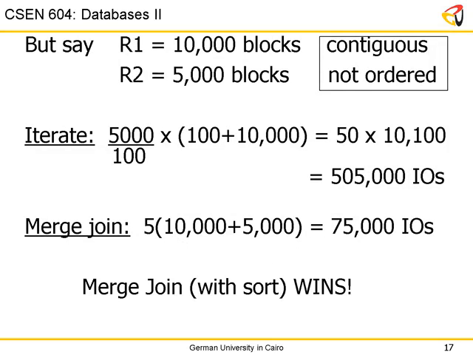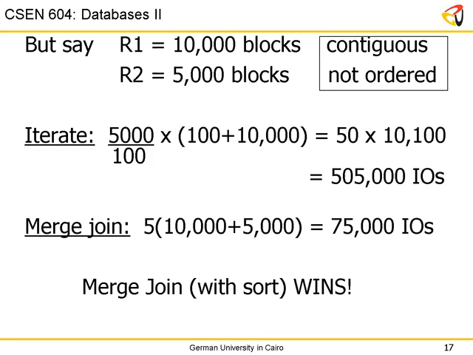But this is just a computation for our specific example. If I play with the numbers, here is a proof of that: again, the relations are contiguous, but the values are not ordered, and I have a different number of blocks. If you do the same computation as before, using the same 101 memory slots, iteration join will give you 500,005 IOs, while merge join will give you 75,000 IOs. So merge join actually will be better. What this is telling you is it's not always the case that iteration join will win. It depends on a number of factors.